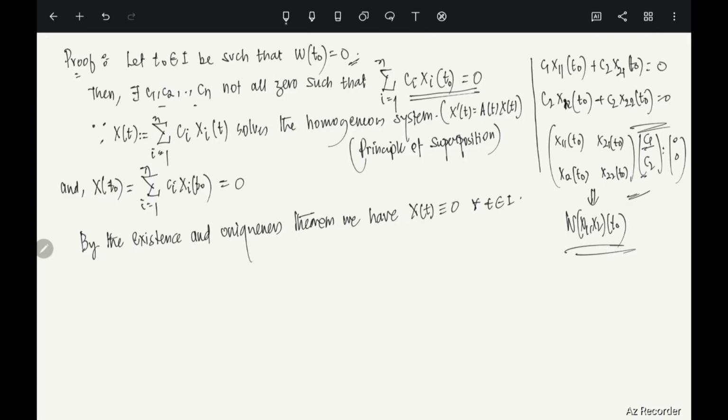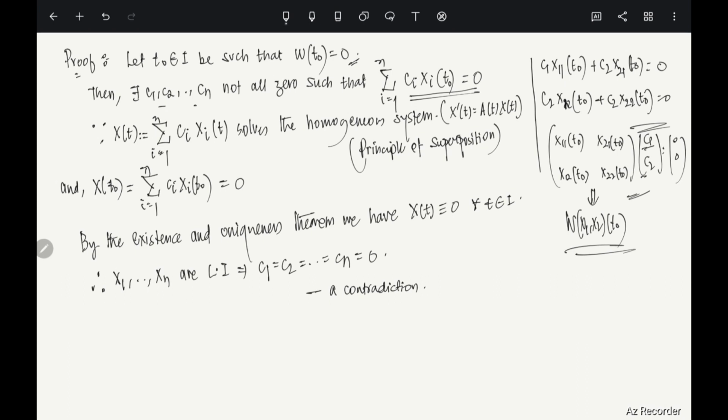Therefore, since x1, x2, xn are linearly independent, what can you say? That each Ci has to be equal to 0. That will imply C1 equals C2 equals Cn equals 0. There is no other option. So this actually is a contradiction, because we assumed that at least one of the Ci's is non-zero, but we are showing that all have to be 0. So if you have linearly independent solutions, then the Wronskian is non-zero, and if the Wronskian is non-zero, it means that they are linearly independent.